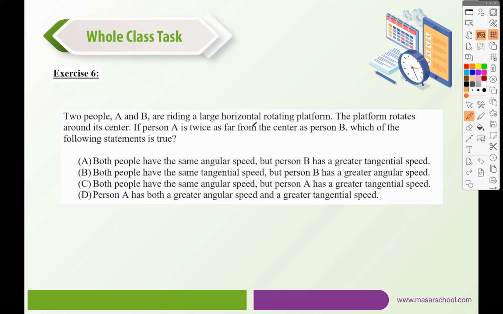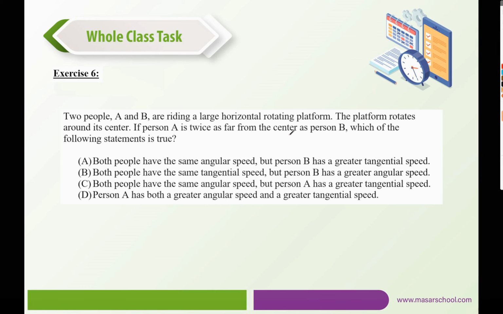Two people A and B are riding a large horizontal rotating platform. The platform rotates around its center. If person A is twice as far from the center as person B, the one who's far from the center would have a linear speed which is greater, but both of them have the same angular speed, so it's either A or C, but person A has greater tangential speed. That means C is correct.